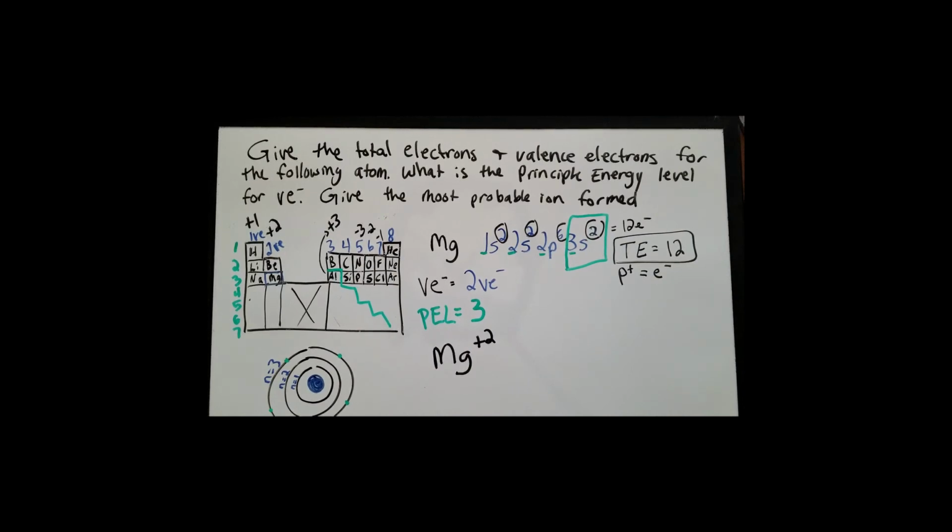So the challenge for the discussion this week is for you to pick one of the main group elements. And there's more than this. I just didn't draw the whole periodic table, so it can be anything further down as well. But choose one of the main group elements, give the total number of electrons for that neutral element, give the number of valence electrons for the neutral element, tell me what principal energy quantum level those valence electrons are in, using the numbers on the side here. And then last but not least, tell me what the most probable ion would be for that particular element.